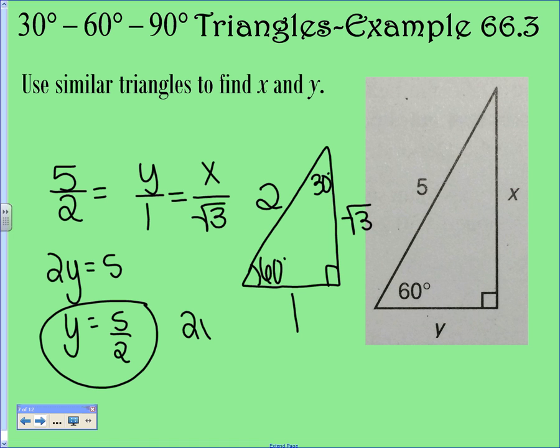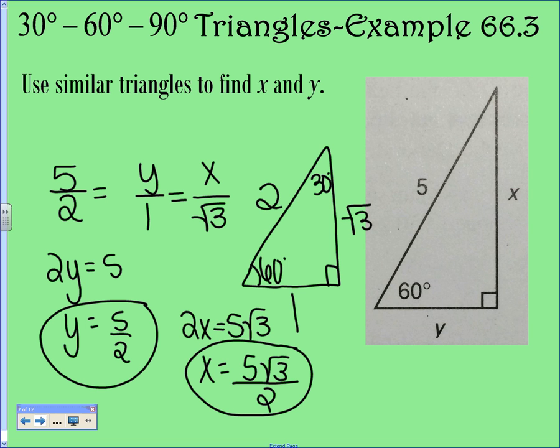2x equals 5 square roots of 3. So what would x equal? 5 square roots of 3 divided by 2. That's how you want to leave your answer.